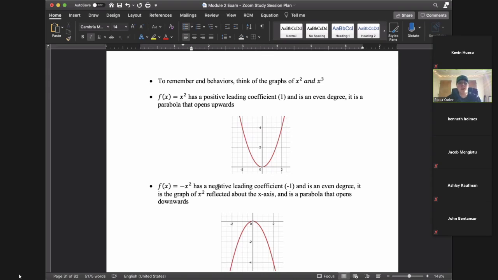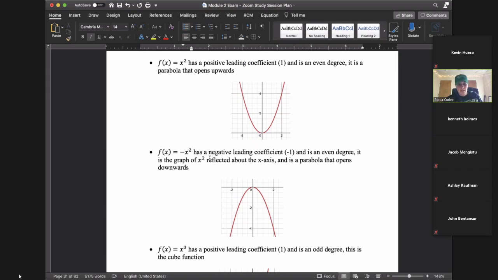To remember end behaviors, think of the graphs of x squared and x to the third. x squared has a positive leading coefficient, and I'm pretty sure everybody knows what the graph of x squared looks like. It's just a parabola that opens upwards, and it's also an even degree. So any equation you're given that has a positive leading coefficient and an even degree is going to have the same end behavior as this parabola that opens upwards.